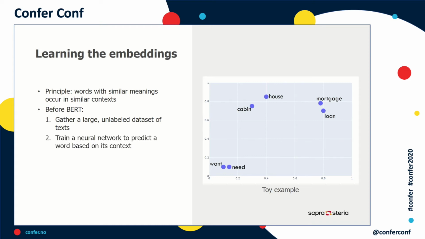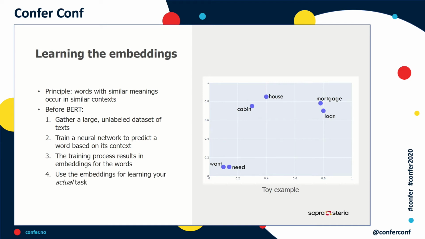And then you train a neural network to predict a word based on its context. And this training process and the resulting neural network result in embeddings for the words, but just a single embedding per word, regardless of what it means in different contexts. And then you can use the embeddings to do your actual task. So we have quite a few, quite expensive steps that might take a lot of time and a lot of knowledge and fine-tuning to get right before you get to your actual task.